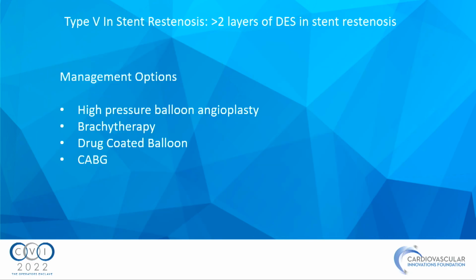Type 5 in-stent restenosis is certainly the most challenging because there are very limited options available, and because these patients have already had 2 layers of drug-eluting stents. The options in this situation are either high-pressure balloon angioplasty, brachytherapy, drug-coated balloons, or coronary artery bypass graft surgery.